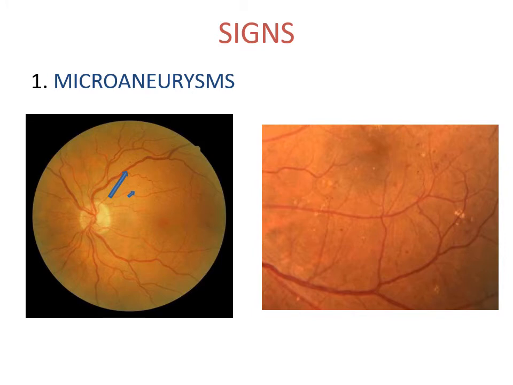So the first picture shows the fundus photo. The circular yellow thing which you see is the disc, and temporal to it, the hyperpigmented orangish area which you see is the fovea. What is shown with the blue arrows are small tiny dots which represent the microaneurysms. Similarly, in the second photo also you can see very small tiny red dots which are the microaneurysms.